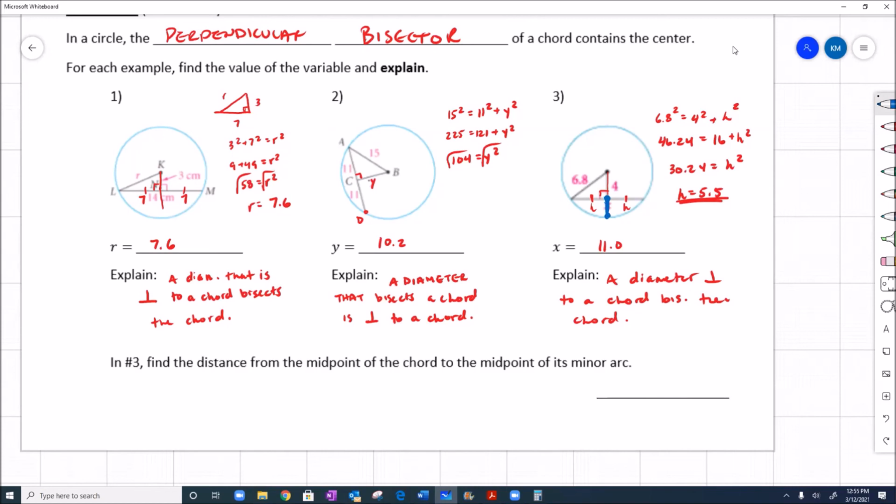Okay. We already know what this whole line is. This whole line is a radius from the center to the side. We were already given the length of a radius here, 6.8. So if our radius is 6.8 and they told us that this is 4, it must be the rest of that 6.8, which is 2.8.